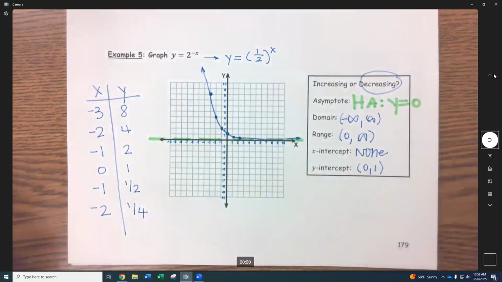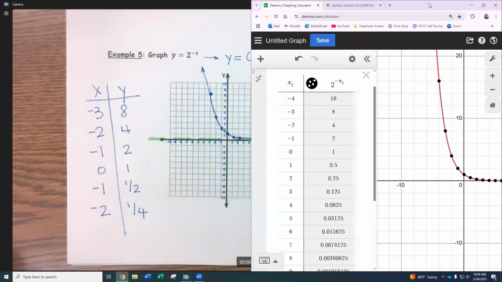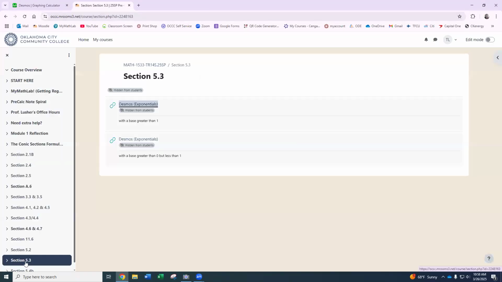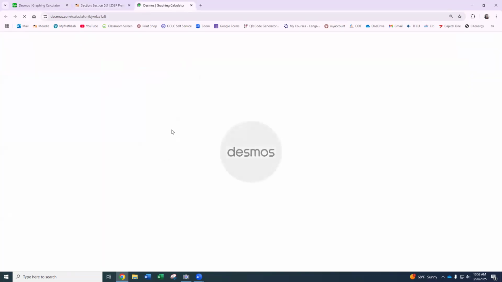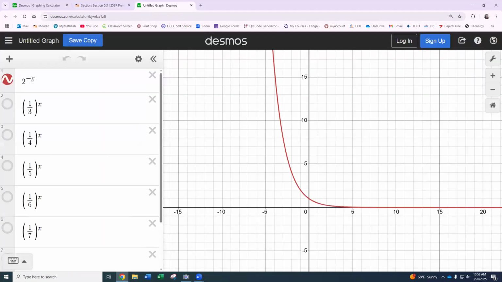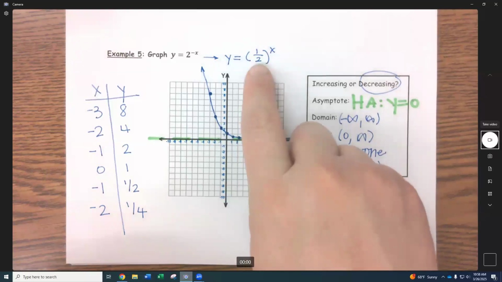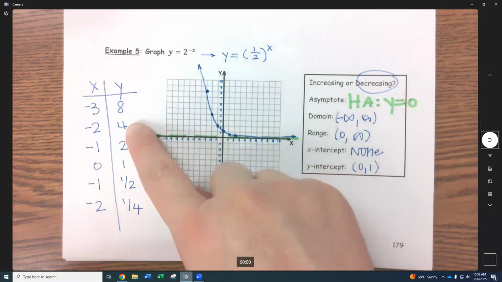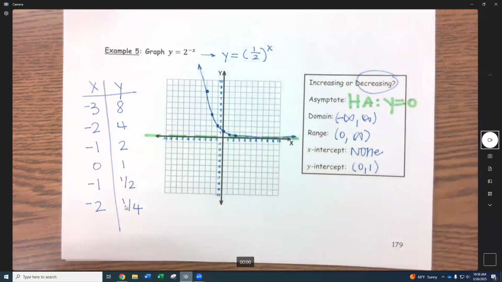Okay, so let's look at our different graphs here that I have ready for us. Again, when you're in Moodle, we're in section 5.3. I'm now going to this one here. And this 2 to the negative x, which is the same as 1/2 to the positive x, is the one we just graphed. For the record, because that base is 1/2, that's what's happening to all of my numbers. What's half of 8? It's 4, half is 2, half is 1, half and half, right? So everything's getting cut in half because that's what that base is doing.